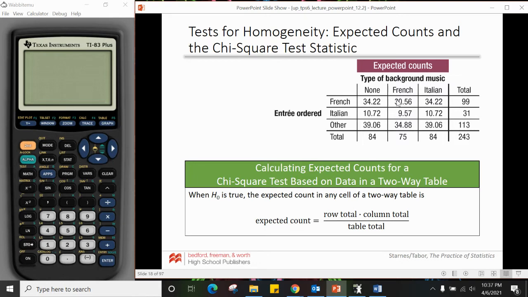If I wanted this number, 30.56, it's going to be the row total, which is 99, times the column total 75, divided by the total 240. Easy. 30.56. That's how they got that. And this is just a little color coding. So row total is this number, column total is here, table total is here, and the answer would go in that category.